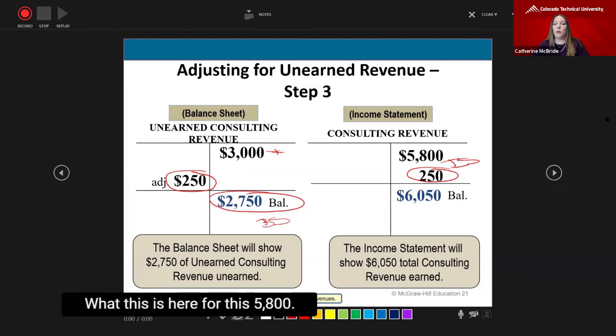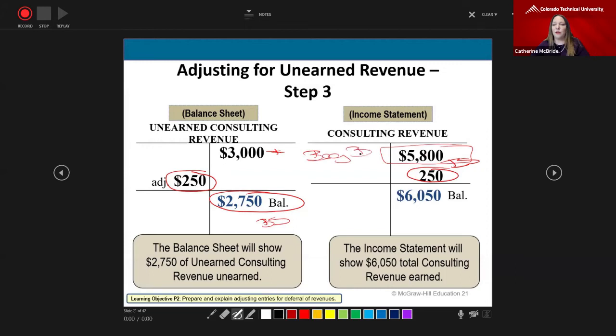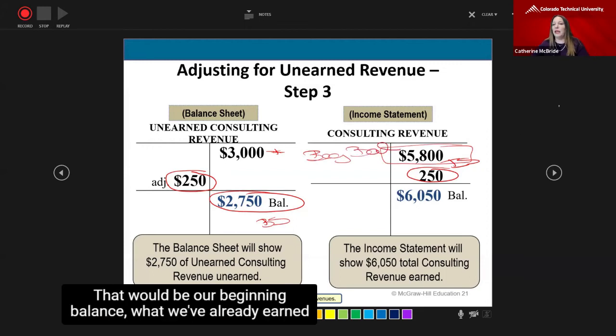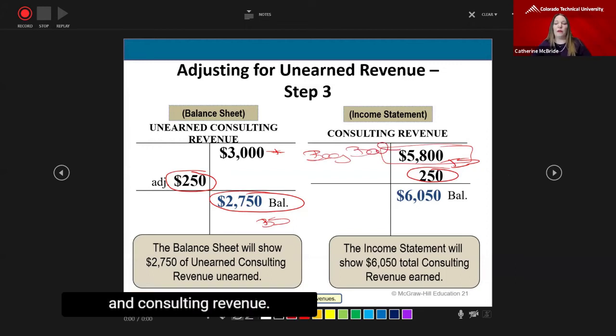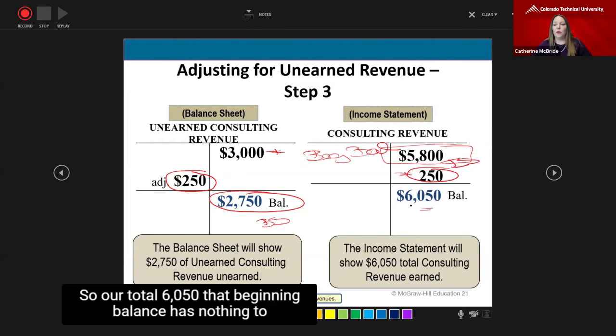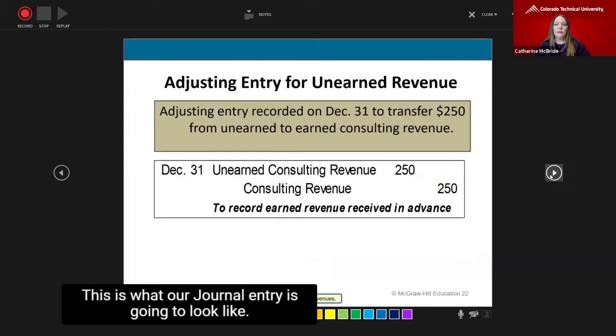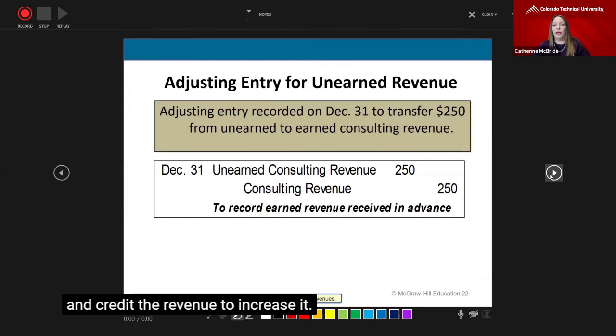What this $5,800 is here for is just our beginning balance. It has nothing to do with this transaction. That would be our beginning balance, what we've already earned in consulting revenue. And then this is our $250 that we added. So our total is $6,050. But that beginning balance has nothing to do with this transaction. This is what our journal entry is going to look like. We're going to debit the liability, unearned consulting revenue, and credit the revenue to increase it.